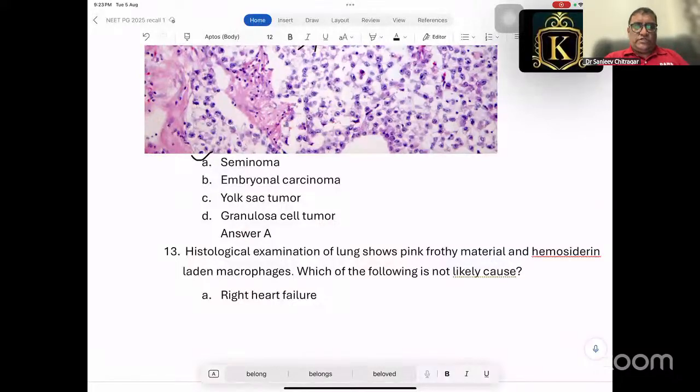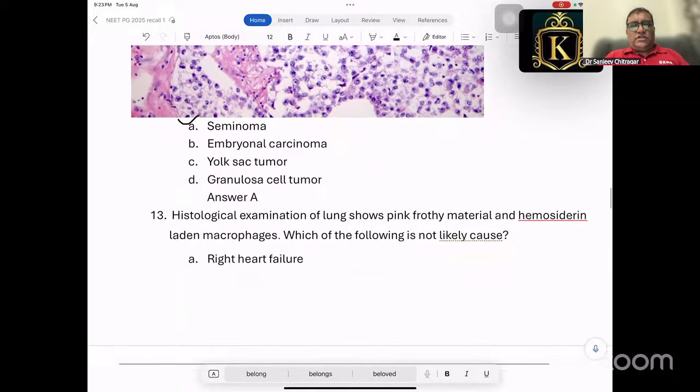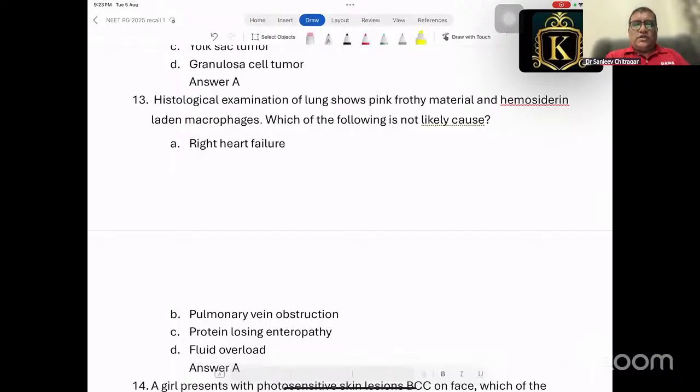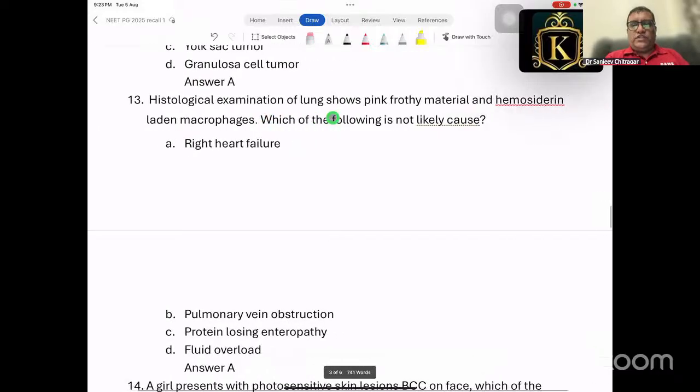Okay, next question. Question 13, histological examination of lung, not tumor, sorry. Histological examination of lung showed pink frothy material and hemosiderin laden macrophages. So this pink frothy material, what can this be? It will be protein, any protein. Which of the following is not the likely cause?